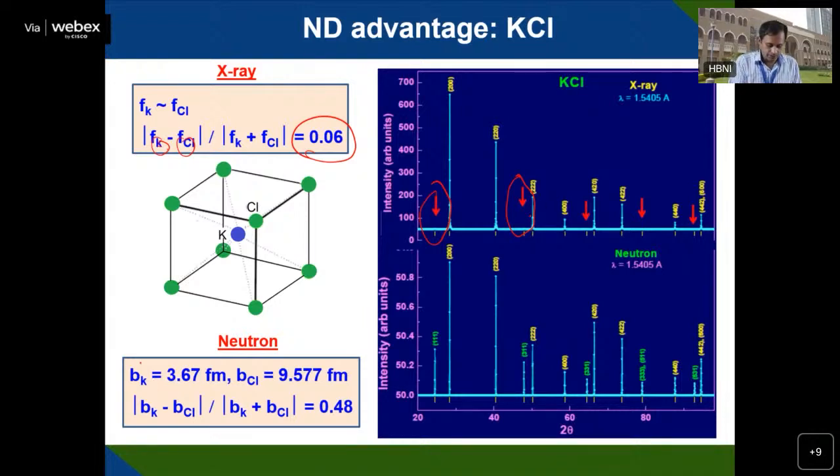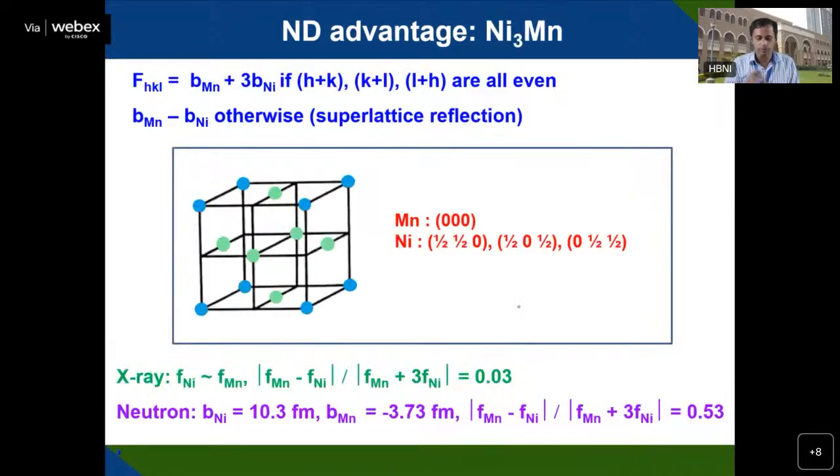But in neutron, the scattering length of potassium is 3.6 fm, while that of chlorine is 9.5. So there is a much bigger difference, and this ratio, (b_K minus b_Cl) by (b_K plus b_Cl), is 0.48. So it's quite high. Because of that, you are able to see these additional peaks which are not seen in XRD. So that information you can get here, and in that way it's better for crystal analysis.